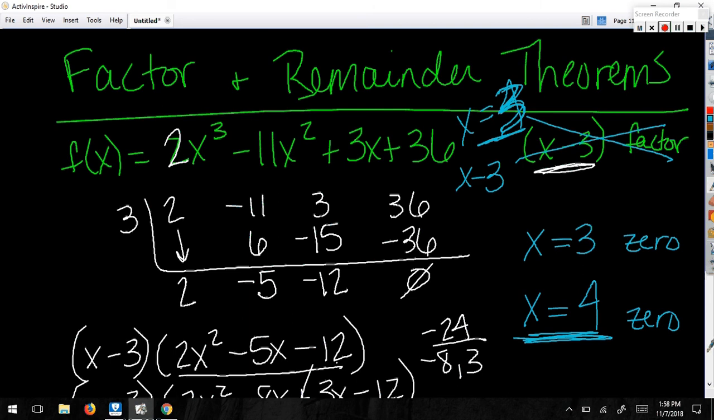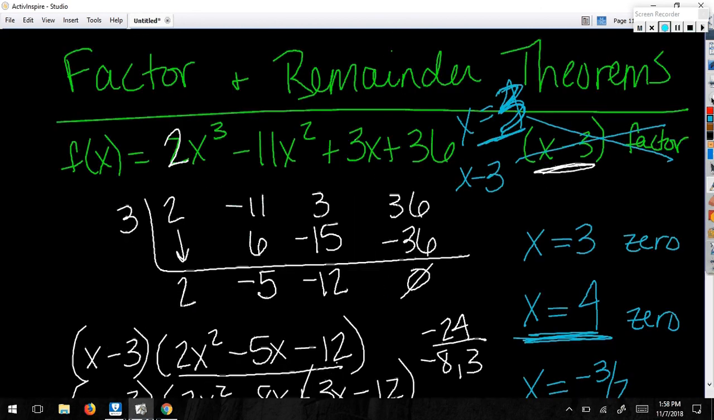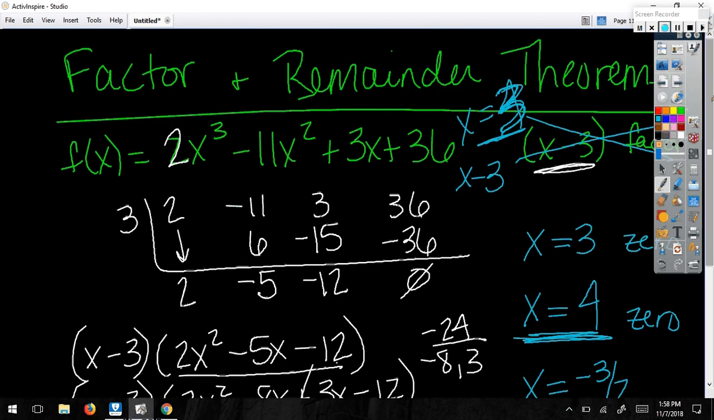And x equals negative 3 over 2. Only now, instead of being given a factor, I'm going to be given a 0. But because I'm given a 0, I am given a factor. I just have to know how to write it. So let me show you what I'm talking about. This, by the way, is the factor and remainder theorems.